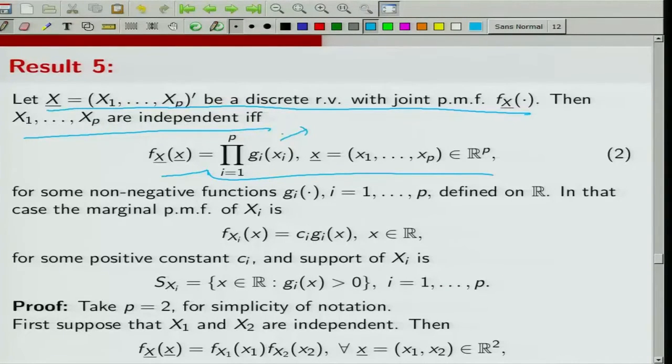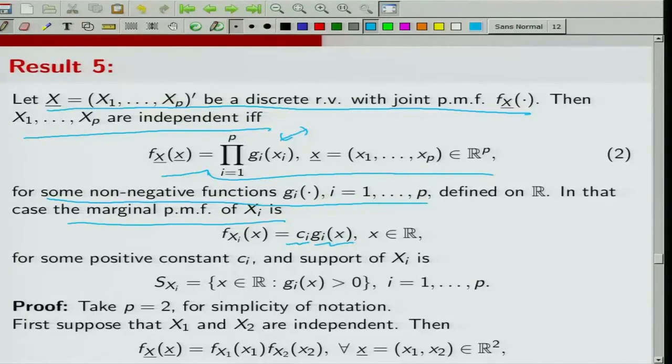So, this is equivalent to saying that you can separate out the terms of x1, separate out the terms of x2, and separate out the terms of xp throughout, and this happens for some non-negative functions gi. Now, if that is the case, you can check what your marginal PMF of Xi would be. The marginal PMF of Xi is obtained by integrating out the unwanted variables, which would be x1, x2, ..., xp minus 1. So gi(x) would be left. When you integrate out the rest of them, let me call that ci. So the probability mass function of Xi would be ci gi(x) for some positive constant ci.